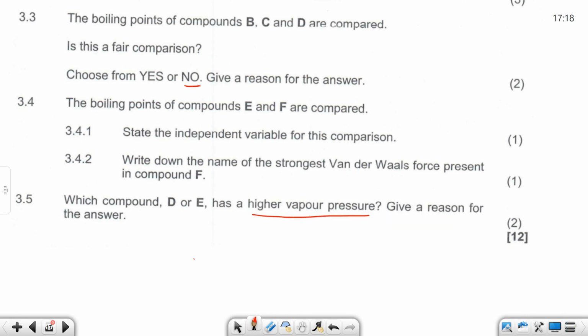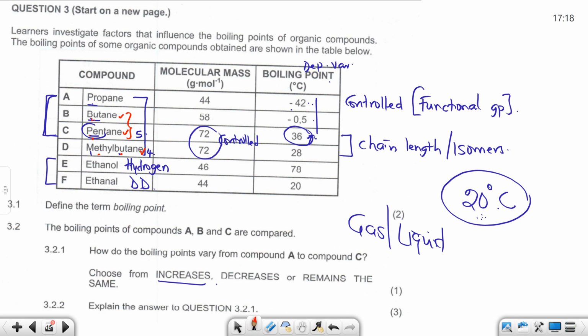All right. So which one has a higher vapor pressure? The one with a low what? Boiling point. Easy. D or E. Now let's check. Which one has a higher boiling point?